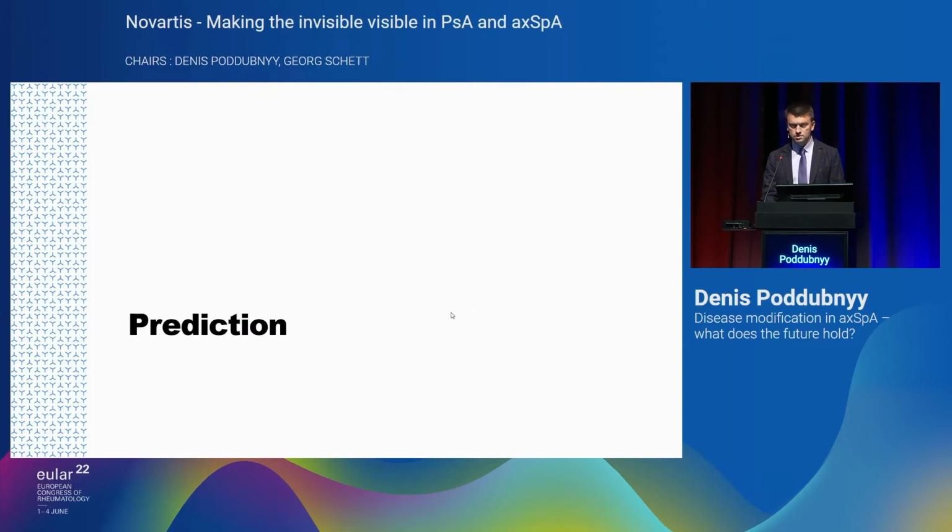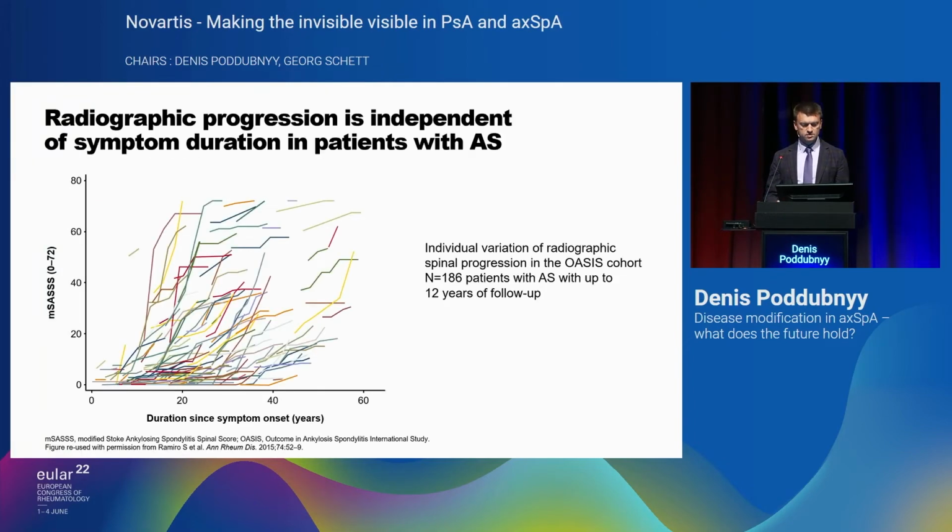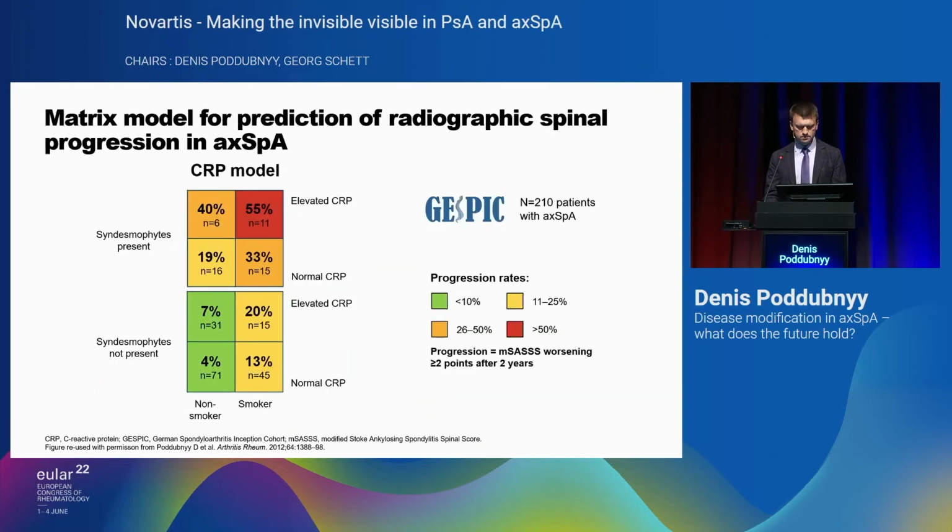What about prediction of structural damage progression in axial spondyloarthritis? The issue is we have a variety of outcomes. We have patients remaining on a low level of progression, remaining without syndesmophytes for their entire life, but we have also patients progressing very rapidly, developing within a short period of time, short in axial spondyloarthritis, 5 to 10 years, complete ankylosis of the spine. And we certainly want to identify those patients early, and of course, at the next step, we want to prevent structural damage in those patients.